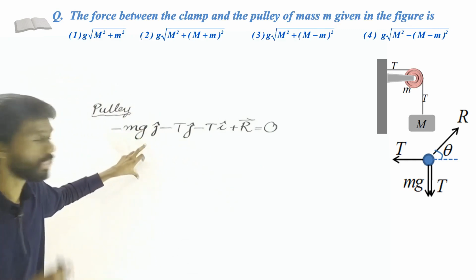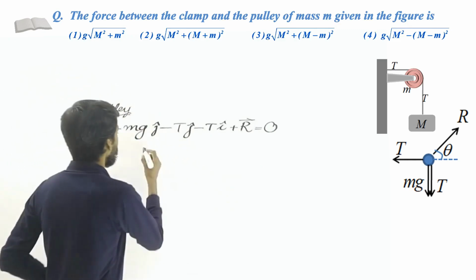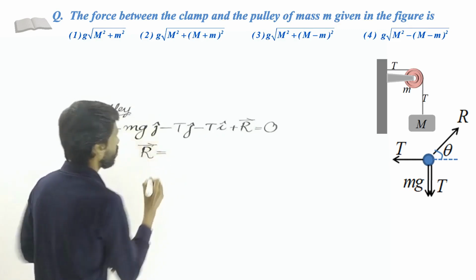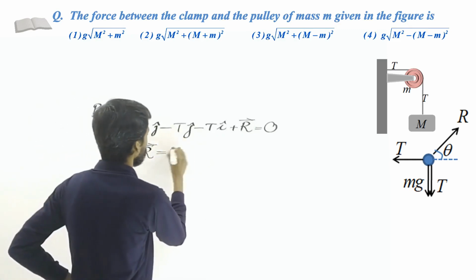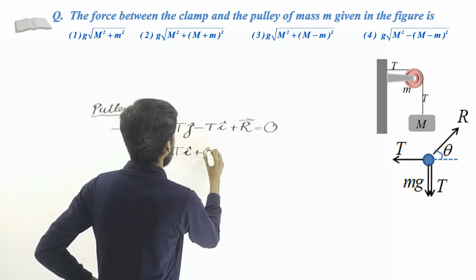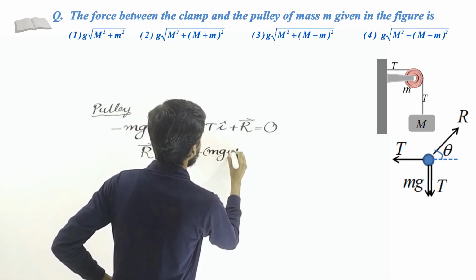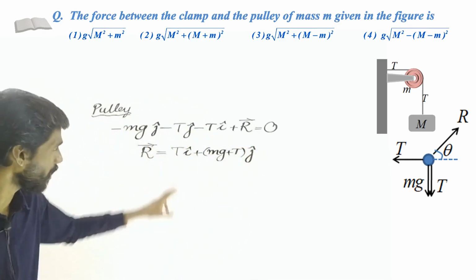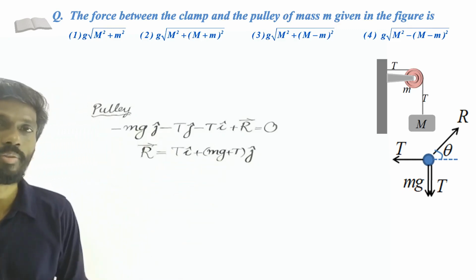Now let us simplify that. So what is R vector? R vector equals T i cap plus mg plus T j cap. Okay, so this is R vector. But what is T? T is not known, right? So we have to find T, the tension.